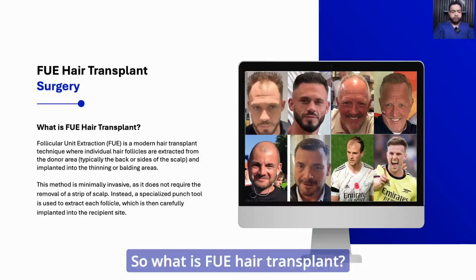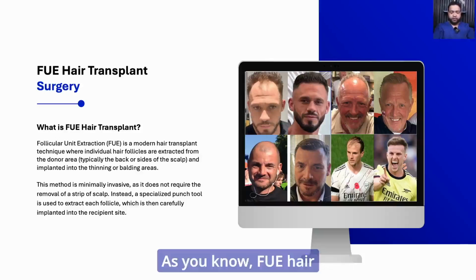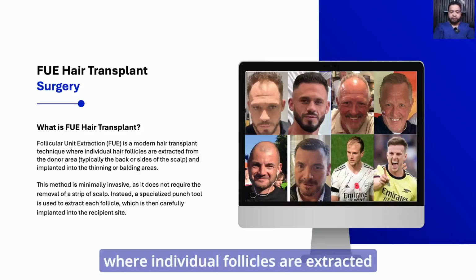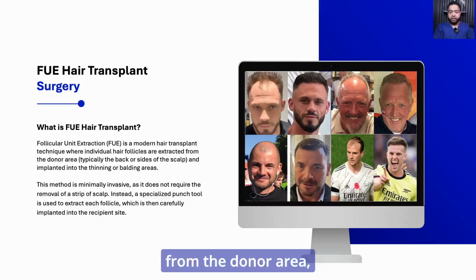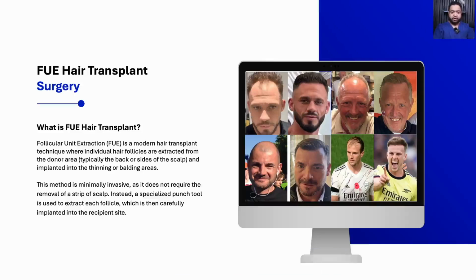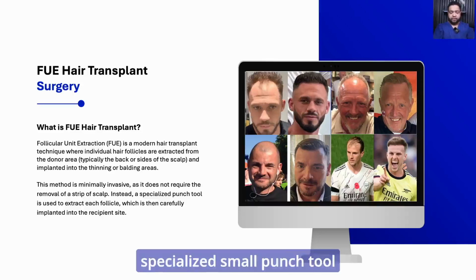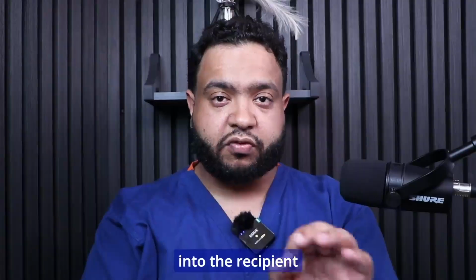So what is FUE hair transplant? Let's start. As you know, FUE hair transplant is a modern technique where individual follicles are extracted from the donor area, both in the back and the sides of the scalp, and then implanted into the thinning or balding areas. This method is usually minimally invasive and it does not require the removal of a strip of the scalp like it does in FUT. A specialized small punch tool is used to extract each follicle. It's also important to understand these are then carefully implanted into the recipient site, or the balding site.